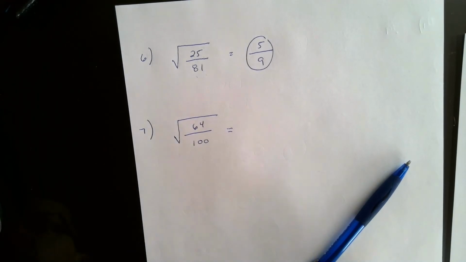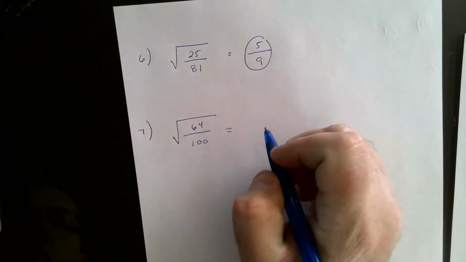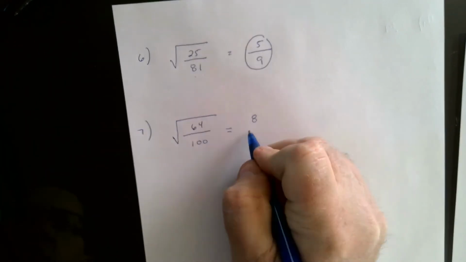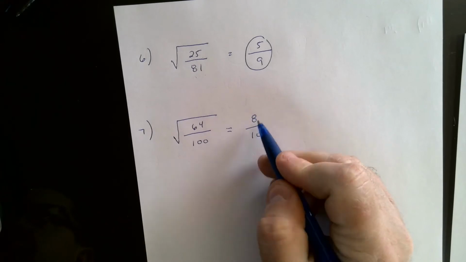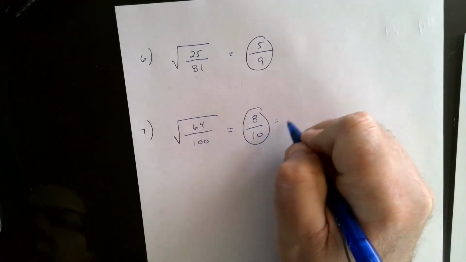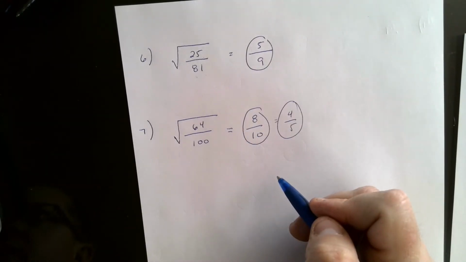So once again, we just want to look at this like it's two separate problems. We want to take the square root of 64, which is 8, and take the square root of 100, which is 10. And we end up with 8 tenths. Now, I'm okay if you put that answer. Technically, 8 tenths would reduce down to 4/5, but I'm okay if you leave it 8 over 10. Okay?